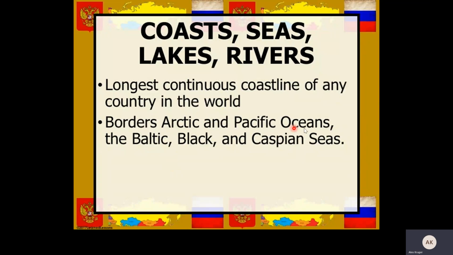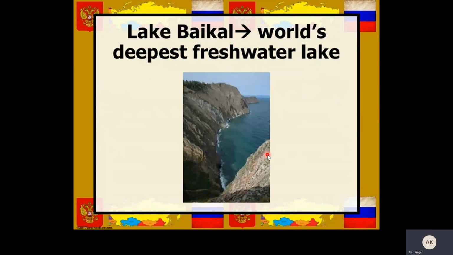It borders the Arctic, the Pacific Ocean, the Baltic Sea, which would be an inlet of the Atlantic Ocean, the Black Sea, and the Caspian Sea, which we'll talk all about. They have Lake Baikal, the world's deepest freshwater lake. It's quite huge. This is what the coastline looks like.